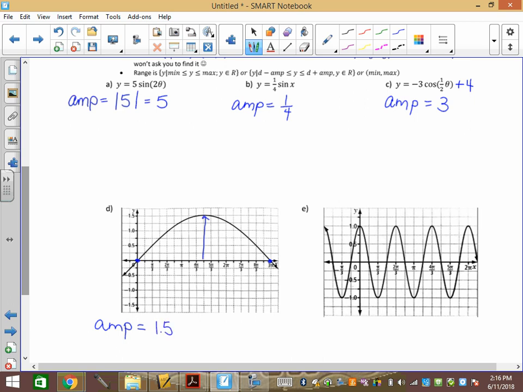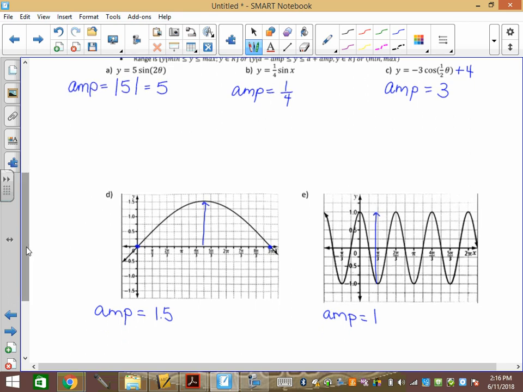What's my amplitude of this one? 1 to 1, which is how much? 2, and then half of that, so it's 1. So amplitude, that's what it is for all of them. If it's an equation, you literally just pick the A value, take the absolute value of it. If it's a graph, you calculate half the distance from the minimum to the maximum.